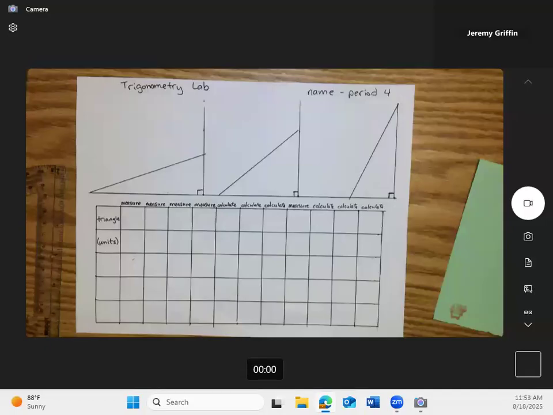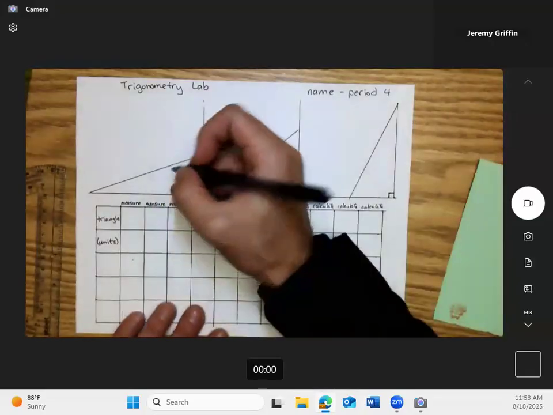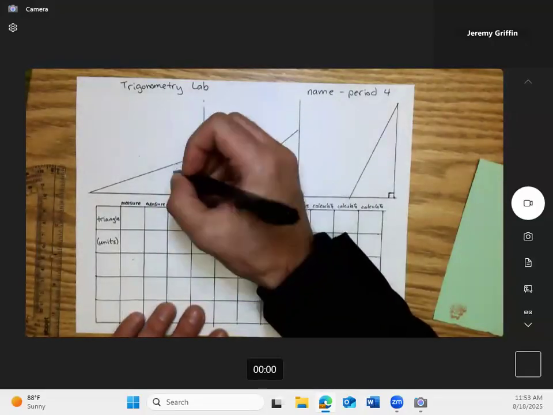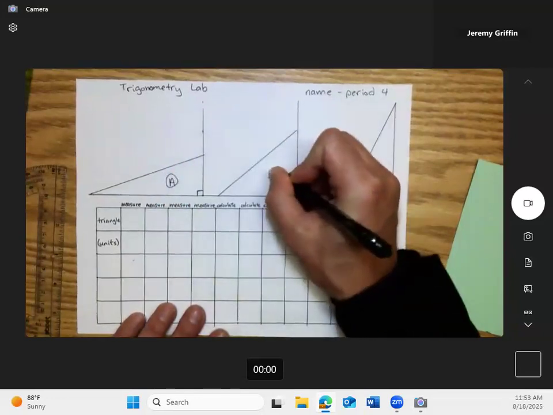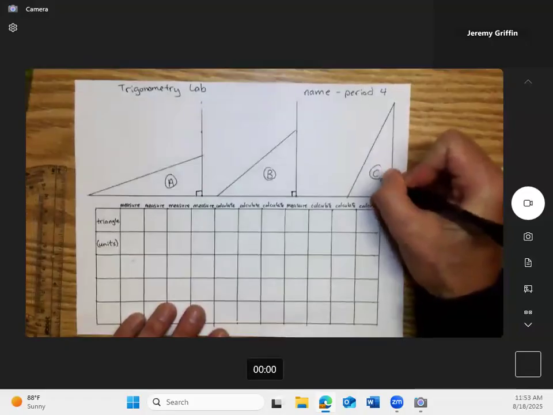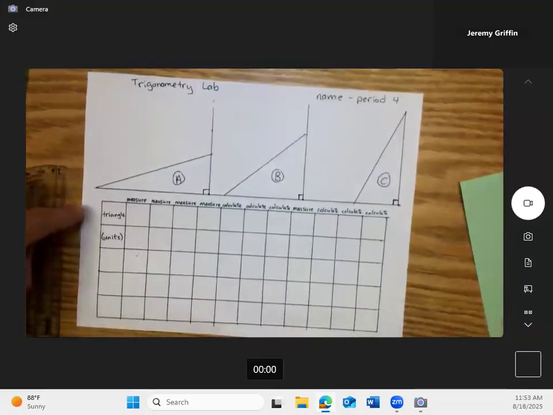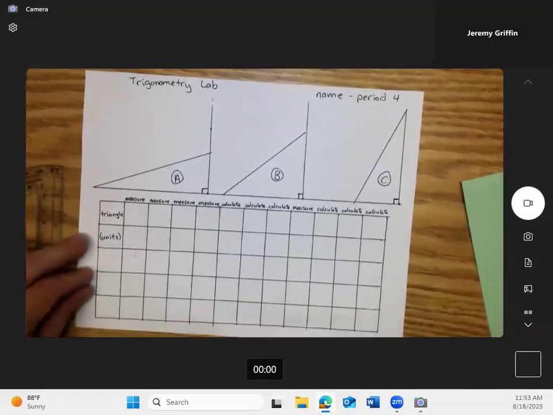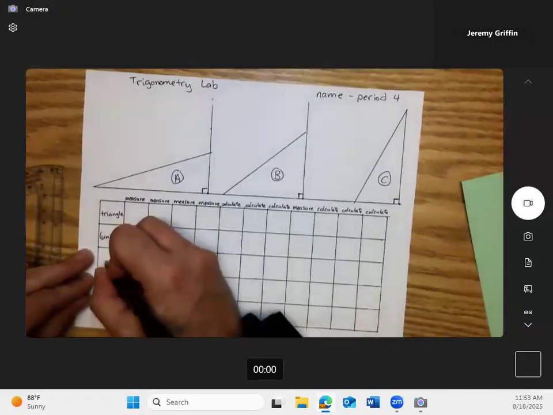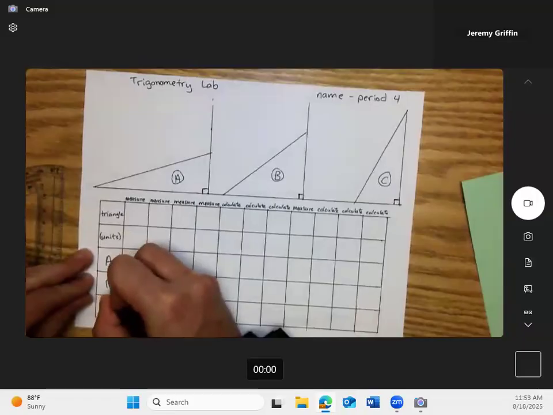All right, guys got those. All right, I'm going to label these triangles. So I'll call them, how about triangle A, triangle B, and triangle C. Okay. Then on the table, see the very first column says triangle, and then units, I'll come back to that. And there's 3 rows beneath those. So I'll label that triangle A, triangle B, and triangle C.